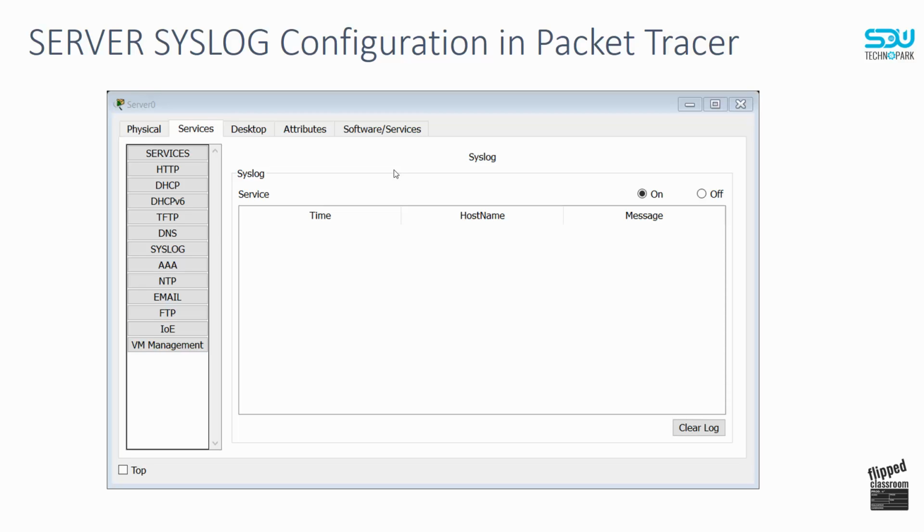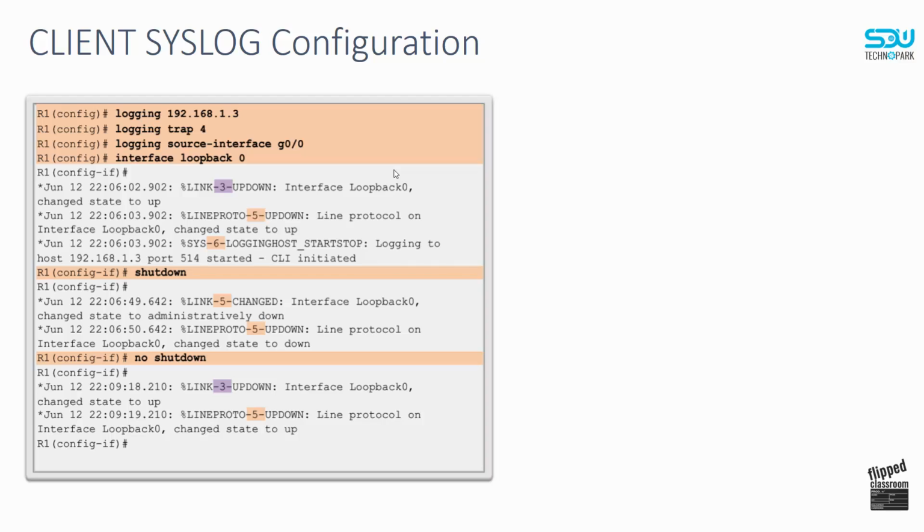In Packet Tracer, we just click the radio button On, and it starts to work. And we can do something like this: in our router, we type the IP address of that equipment, and then we say logging trap. It means send only syslogs starting from level 4, that is 4, 3, 2, 1, and 0. And then we say logging source-interface GigabitEthernet 0/0.